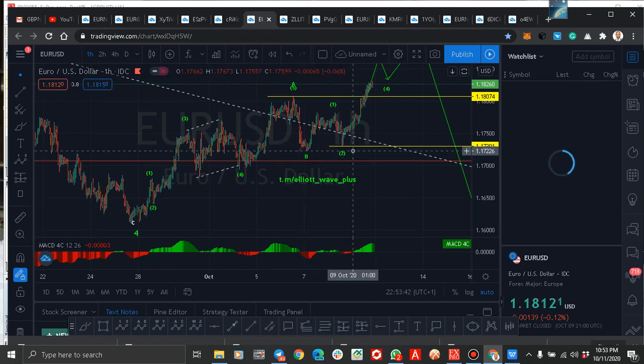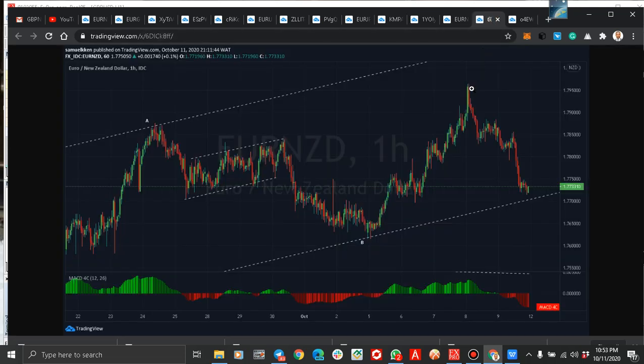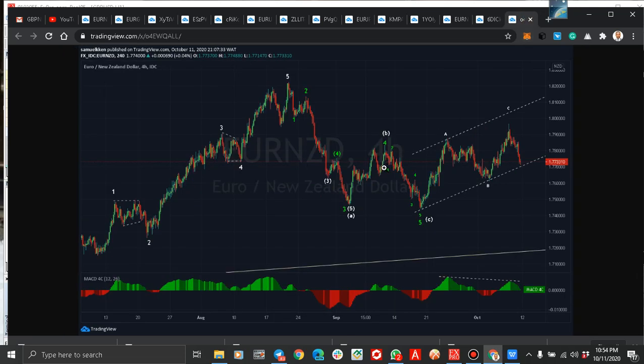Tonight, I want to do some advanced method of Elliott wave analysis on some EUR pairs. I want to start with EURNZD. On EURNZD, this is a 4-hour chart.